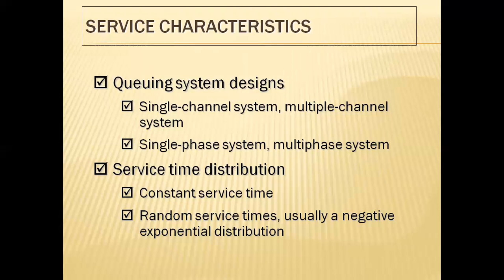Looking at the service characteristics, first one is queuing system design: single channel system and multiple channel system. Single channel system means the sequence of operations will be followed. That is, we have only one die characteristic that will give outputs of the same dimensional accuracies after performing the entire process. For example, we can consider blow molding.